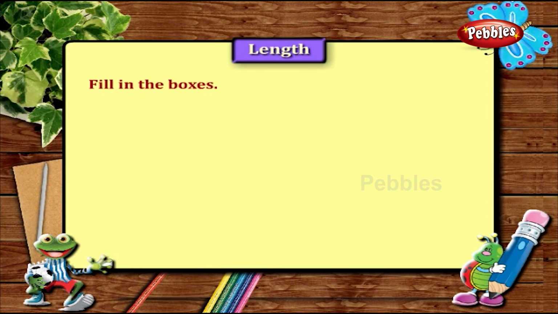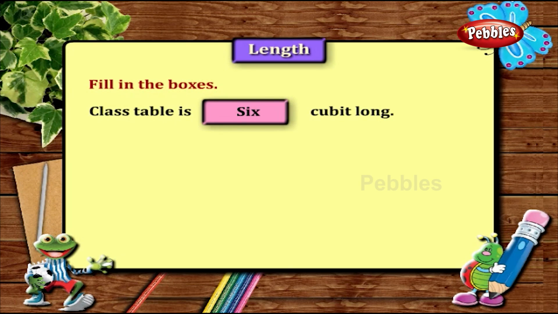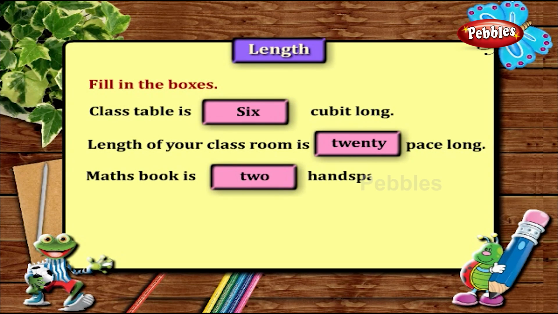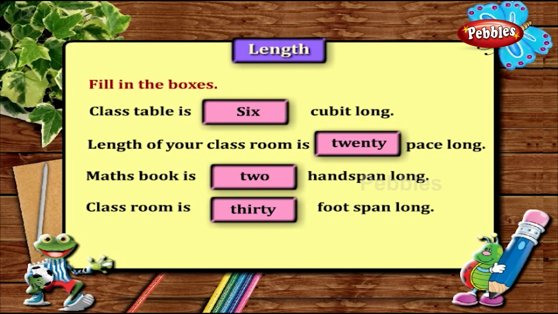Let us fill in the boxes. The class table is 6 cubit long. Length of your classroom is 20 pace long. The maths book is 2 handspan long. The classroom is 30 foot span long.